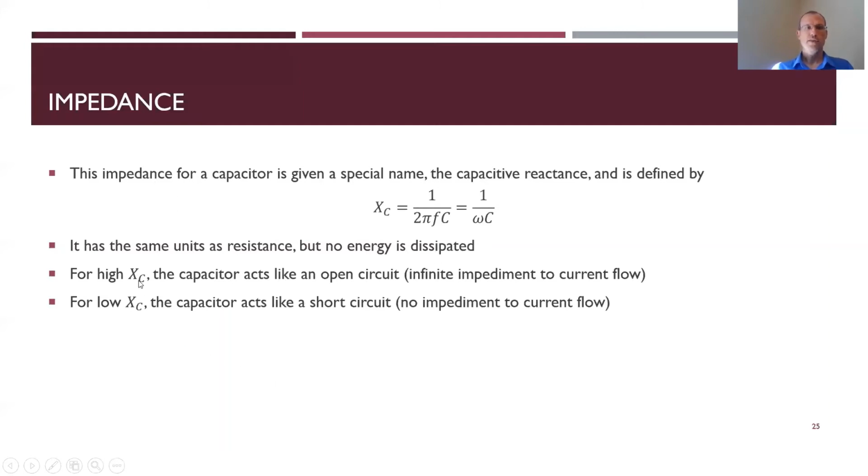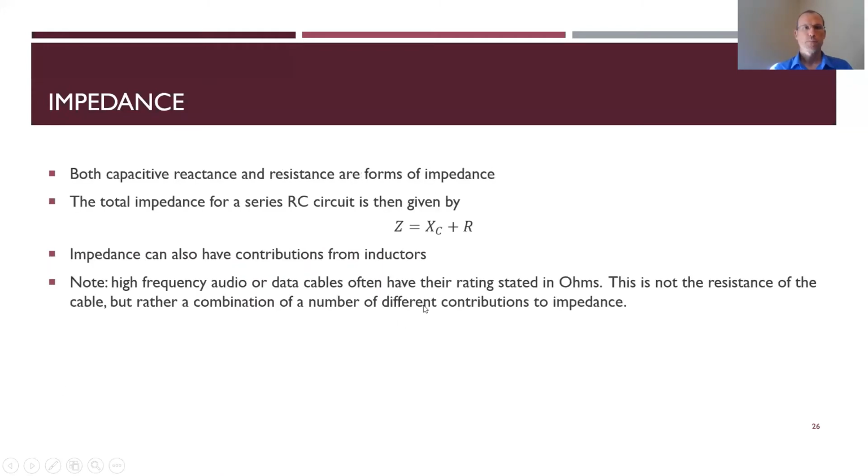High values of capacitance, my capacitor acts like an open circuit, so infinite resistance to current flow essentially. Low capacitive reactance, capacitor acts like a short circuit, so essentially no resistance. So both capacitive reactance and resistance are both forms of impedance. When we talk about AC circuits, instead of talking about resistance, we generally talk about impedance, and that acts a lot like resistance does in DC circuits.